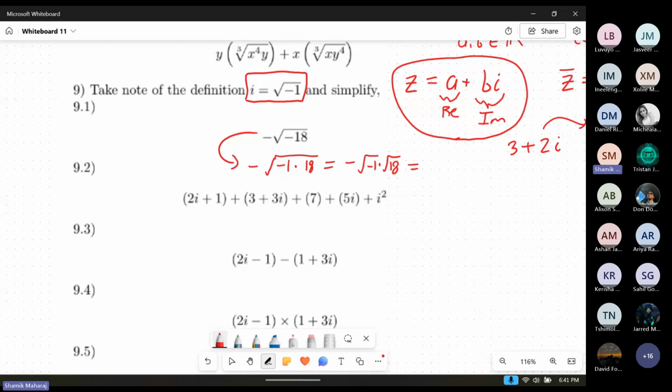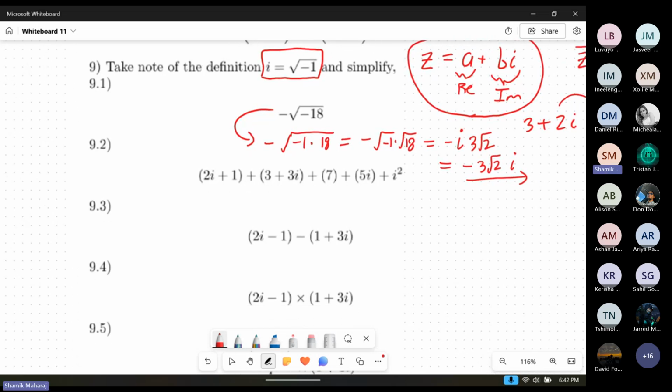Let me just check. Yes, okay. So negative on the outside. The square root of -1 we know is i, so I'll just put that as an i, and in front here the square root 18 just becomes 3 square root 2, and by convention it's nice to write the i on the right hand side of the number. Technically doesn't matter, but it's just by convention that we do it this way. Okay.